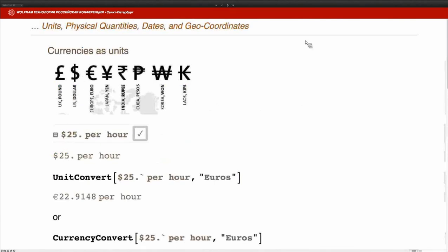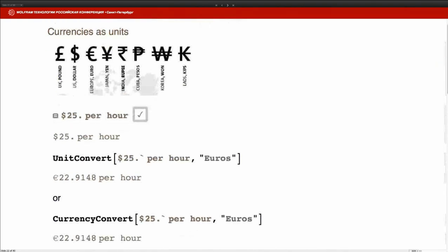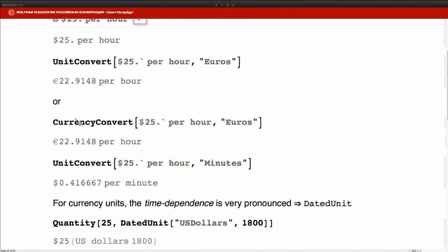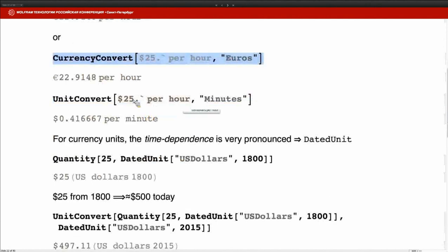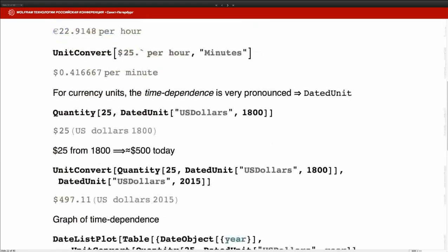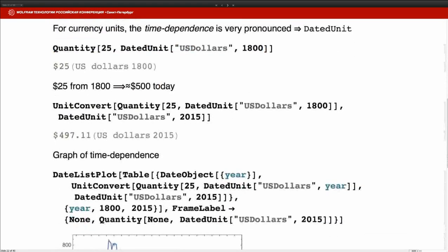Related to units are currencies. They're kind of units. You can put them in UnitConvert, but there's also your own function, CurrencyConvert, if you want to emphasize that you just deal with currency. So say you can convert dollars per hour to euros per hour, or you could also convert to per minute, or both if you wanted.